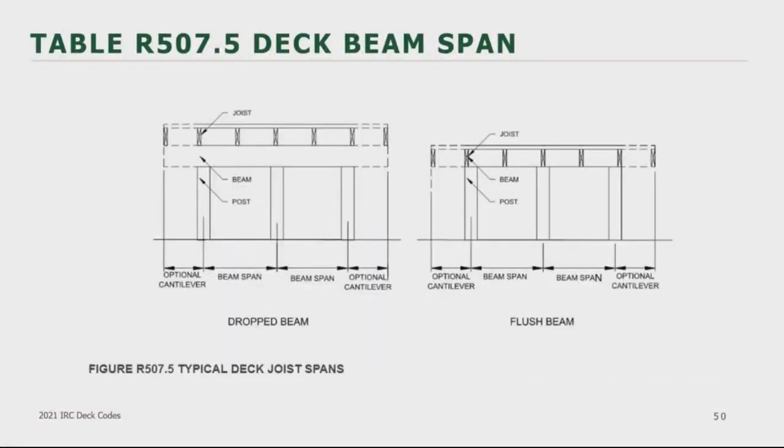Before we look at that closer, here's a quick reminder about beam span. In the IRC, the beam span is not the beam length and it's not the clear dimension. It's measured from the center of the post or the center of the bearing to the center of the other post or the center of the other bearing. The beam cantilever length, which is permitted to be used up to 1/4 of the beam span, is then measured from the center of the post or the bearing to the end of the beam.